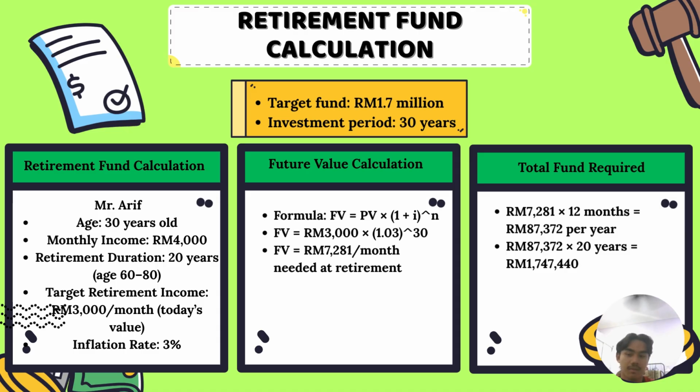By the time that Mr. Arif reaches 60, he will actually need about 7,281 per month to maintain the same lifestyle. This translates to around 87,372 per year, considering a retirement period of 20 years. The total amount he will require is approximately 1.7 million ringgit. So, this is the target fund that Mr. Arif must prepare within the next 30 years.